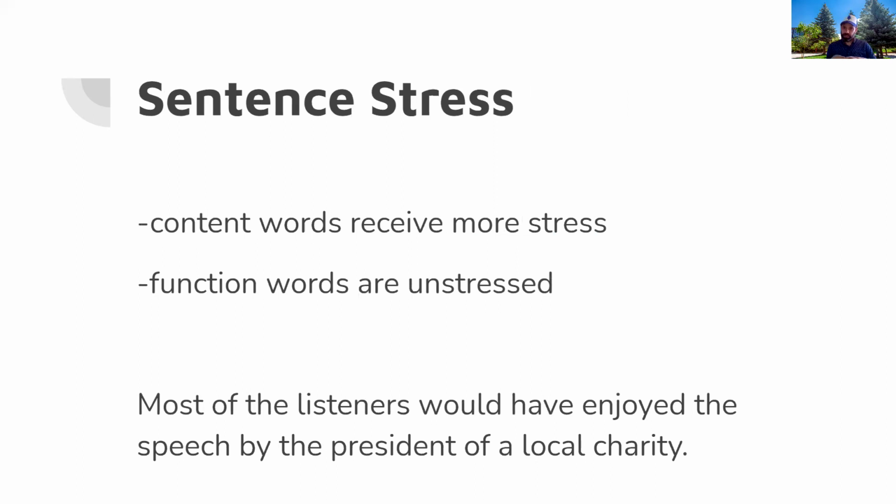Now then, beyond this word level, we have something called sentence stress. In a normal English sentence, the content words will receive more stress. The function words will receive less stress. So remember, content words are things like nouns, verbs, adjectives, adverbs. The function words are things like articles, pronouns, auxiliary verbs, prepositions. And so the idea is the most important words in the sentence are the ones that are being stressed, because those are the ones that the listener needs to hear the most.